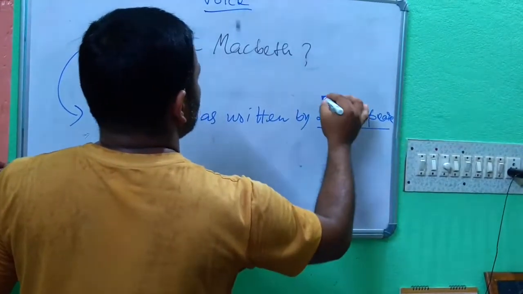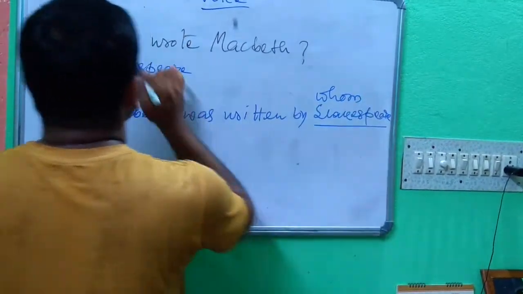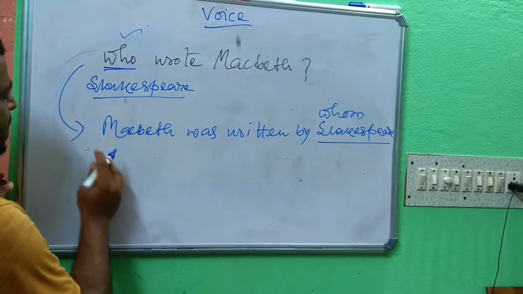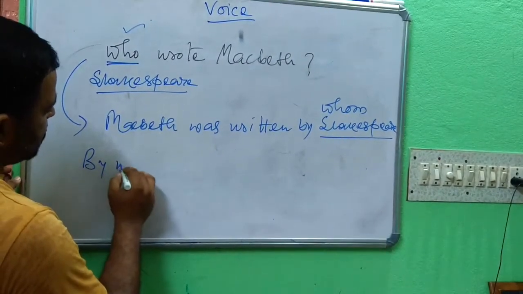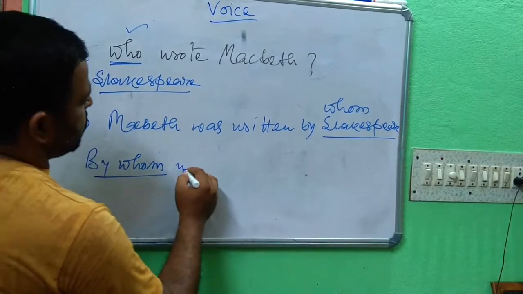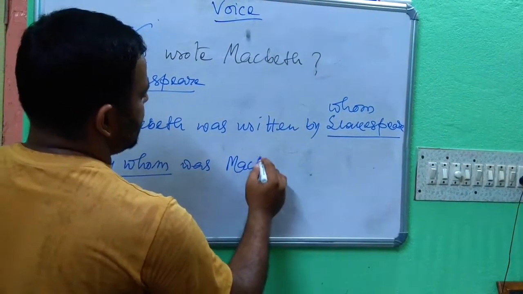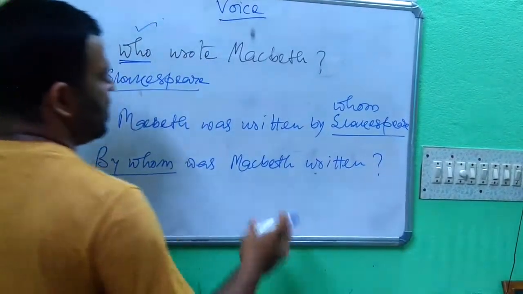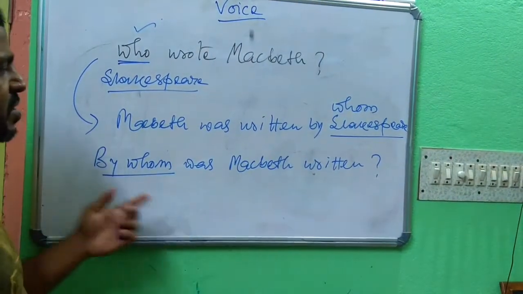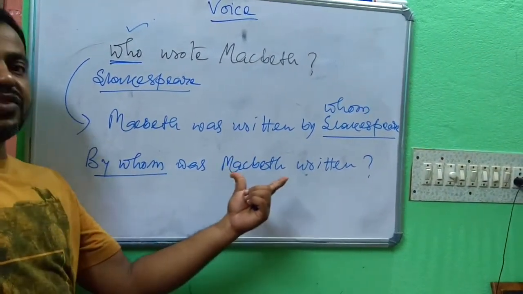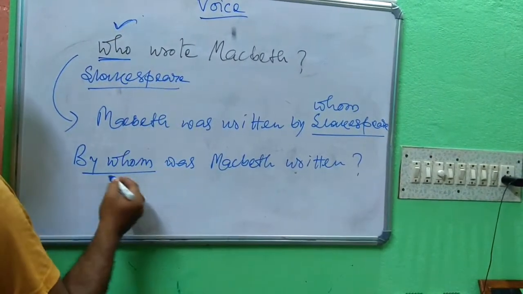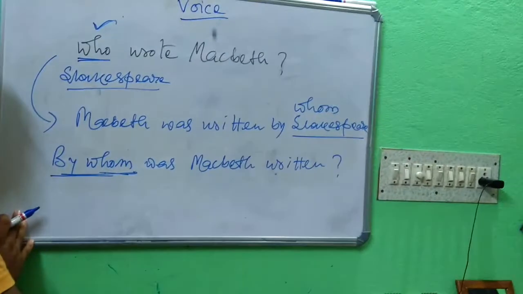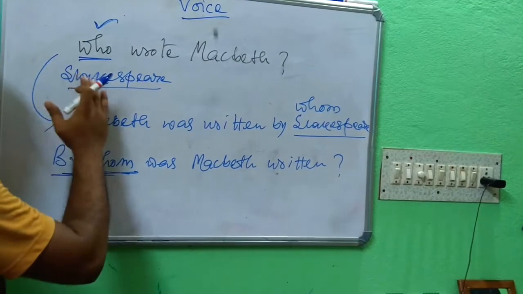In place of Shakespeare, you may use whom. The object form of who is whom. So the WH word takes the place at first: by whom, then, according to the rules, auxiliary verb, subject and finite verb. You may find that there are no other words retained in the sentence. So, by whom was Macbeth written? Who is the subject itself and whom is the object. So, these are the two WH words that can be used, subject to object or object to subject.